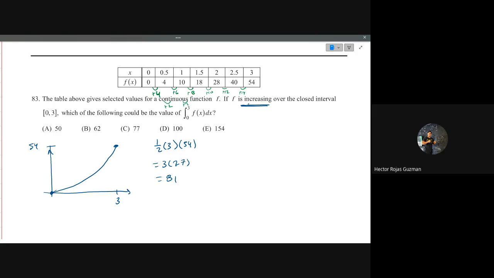And if the triangle gave me 81, we're going to have to subtract this area to get the value. But then right here, that's going to eliminate D and E, leaving us with 3 lower choices than 81.